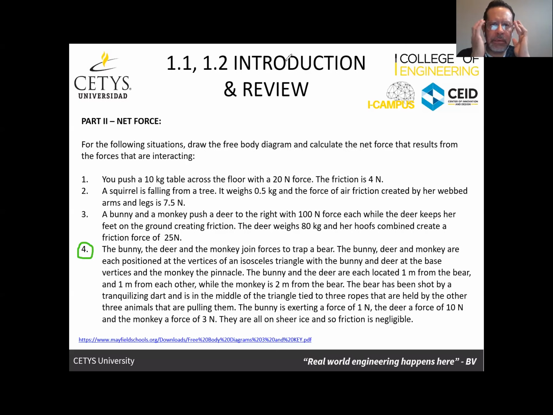Okay, we're back. Let's see how we can tackle this problem. And I'm gonna solve it here, and you can kind of compare with what you did. And if you guys have any questions, let me know. Why this situation would occur with a bunny, a deer, and a monkey trying to trap a bear on sheer ice, I have no idea. But well, there it is.